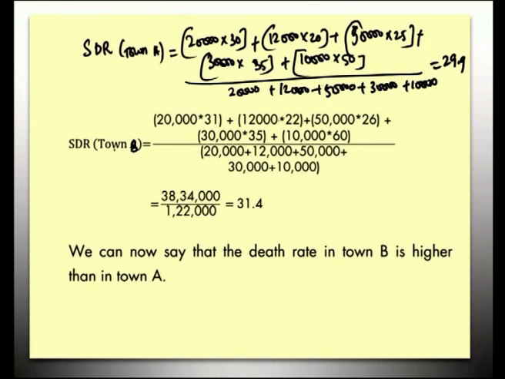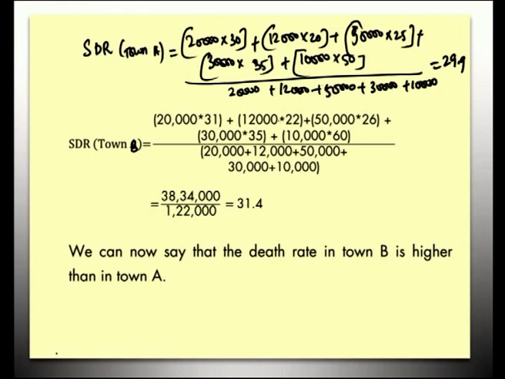Similarly, SDR for town B is calculated with respect to the death rates per thousand for town B. So, 20,000 into 31 plus 12,000 into 22 plus 50,000 into 26 plus 30,000 into 35 plus 10,000 into 60, divided by the total of the population. Total of the population is 1,22,000. So, 34,000 divided by 1,22,000 is equal to 31.4.